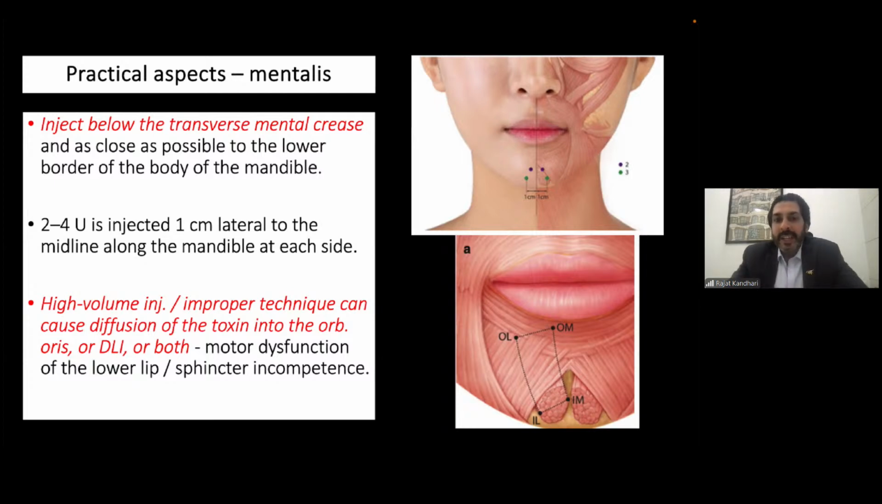High volume injections or improper technique: that means if you go too high, you will hit the orbicularis oris muscle, and if you go too lateral, you will hit the DLI. So this can result in motor dysfunction of the lower lip, sphincter incompetence. Most commonly, if you do too high a volume, your patient might come back and say that the food or fluid is getting stuck between the lip and the gums or pooling there. That means they are unable to approximate the lip to the gum margin.